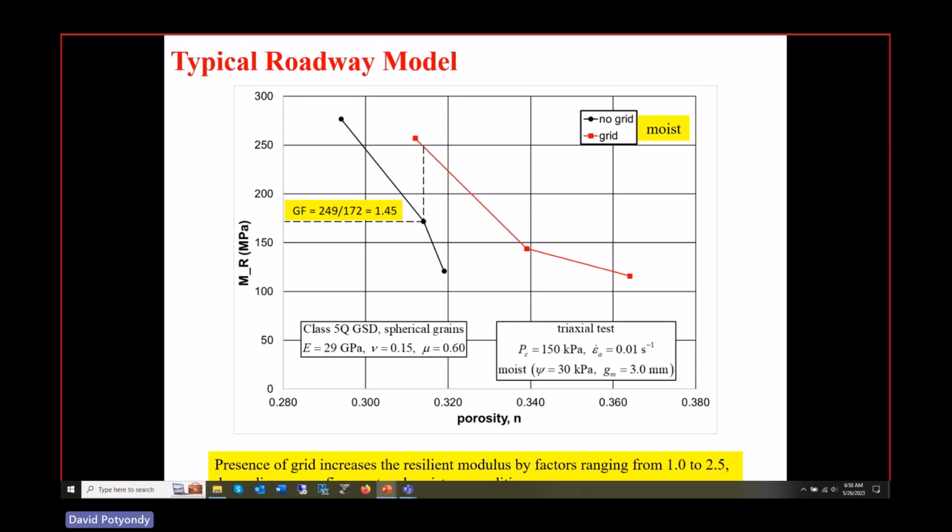And then once we do that, we can run tests with no grid at different porosities, and we can run tests with grid at different porosities. And it's only where you have the same porosity that you can compare the moduluses. Okay. So then the question becomes, how do we control the porosity?